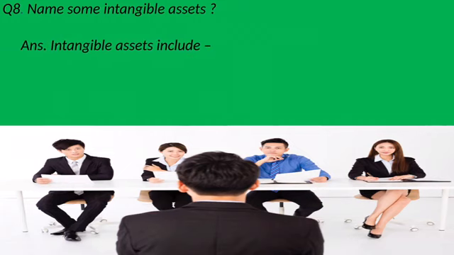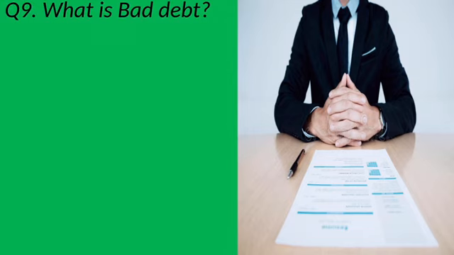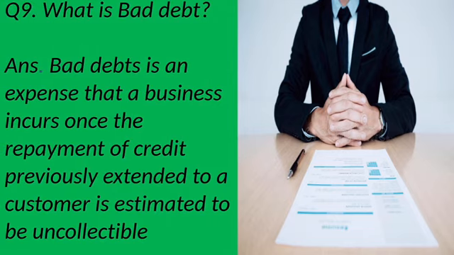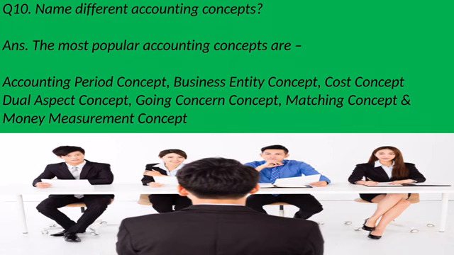Name some intangible assets. Intangible assets include patents, copyrights, trademarks, brand names, and domain names. What is bad debt? Bad debt is an expense that a business incurs once the repayment of credit previously extended to a customer is estimated to be uncollectible. Name different accounting concepts. The most popular accounting concepts are accounting period concept, business entity concept, cost concept, dual aspect concept, going concern concept, matching concept, and money measurement concept.